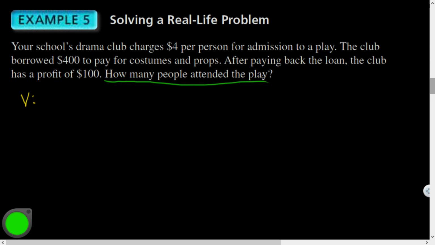How many people attended the play? It sounds like I should make a variable related to the number of people attending the play. What's a good letter I could use for that? Sure, P is for people. P is equal to the number, notice, how many people? So P should be the number of people attending. I could use M, I could use X, I could use W for representing watt, watty, right?